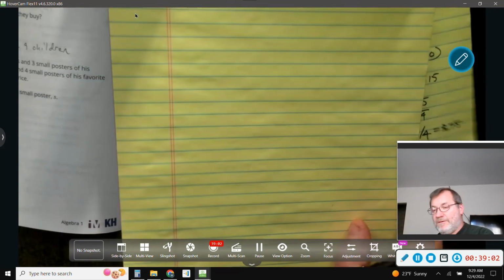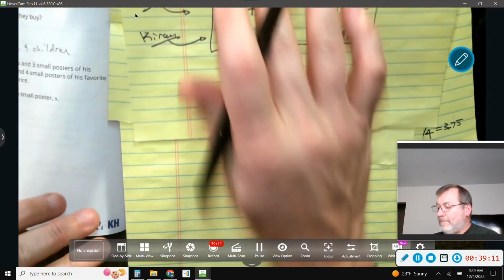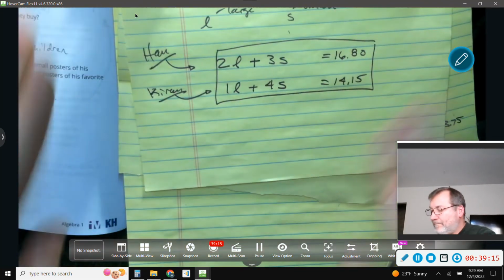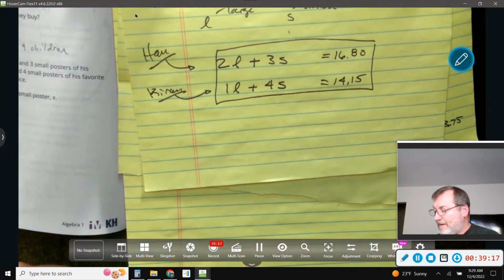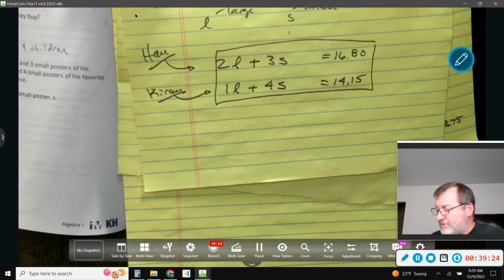And let's go on to our last one. What do we got this time? Well, you had Han and Kieran had these two equations. All right. So this one, you could do substitution like we did the first time, which is perfectly fine. Absolutely nothing wrong with that. I'm going to show you the second method here.